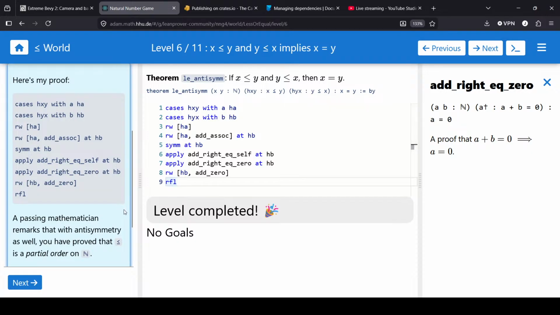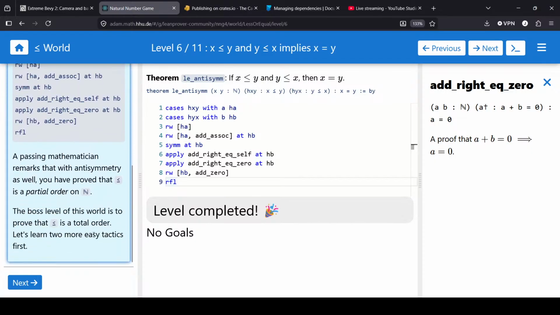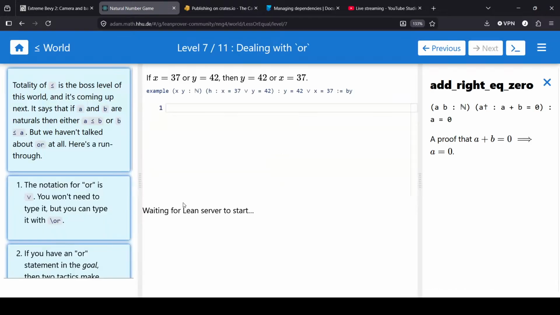Here's my proof. Ugh. Oh, hey, mine looks exactly identical to their proof. Wow. Jeez. What the hell was this level? Oh my god. A passing mathematician remarks that with anti-symmetry as well, you prove that less than or equals is a partial order on n. The boss level of this world is to prove that less than or equals is a total order. Let's learn 2 more easy tactics first. Okay, back to Easyville.